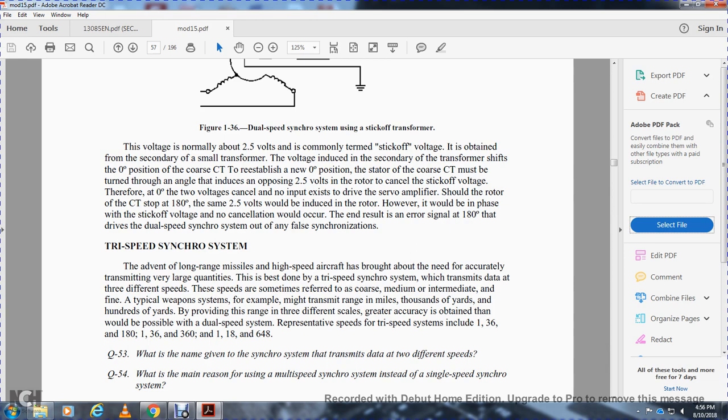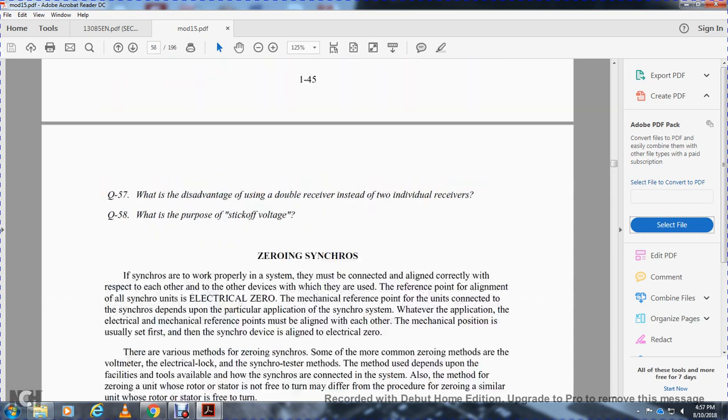The advent of long-range missiles and high-speed aircraft has brought a need for accurately transmitting a large quantity of data, best done by the tri-speed synchronizing system with three different speeds, referred to as the coarse, the medium, and the fine, defined with typical weapons. For example, transmitting range in thousands of miles, hundreds, and tens, providing three different scales with greater accuracy than would be possible with the dual speed. The representative speeds with the tri-speed system include 1 and 36, 1 and 180, 36 and 180, 18 and 36, and 360.